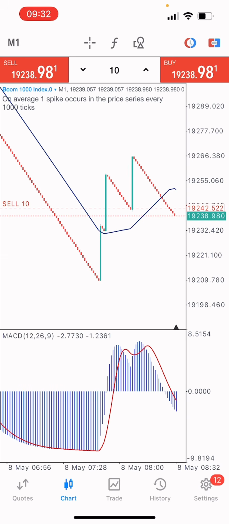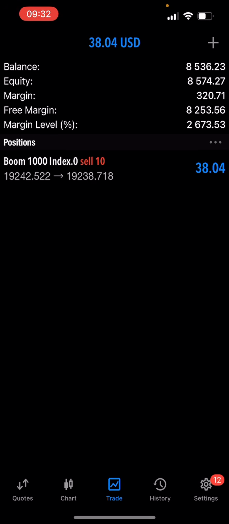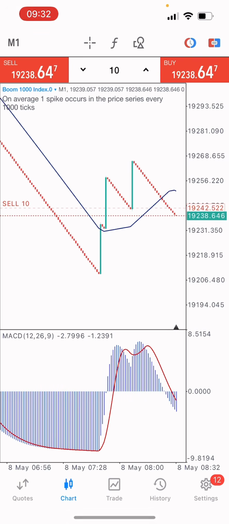So guys, some tips for you. I'll drop some tips for you in the next video on how you can use this strategy very well, so that you don't blow your account. Yeah, so it's currently on profit. You can see $38 profit.